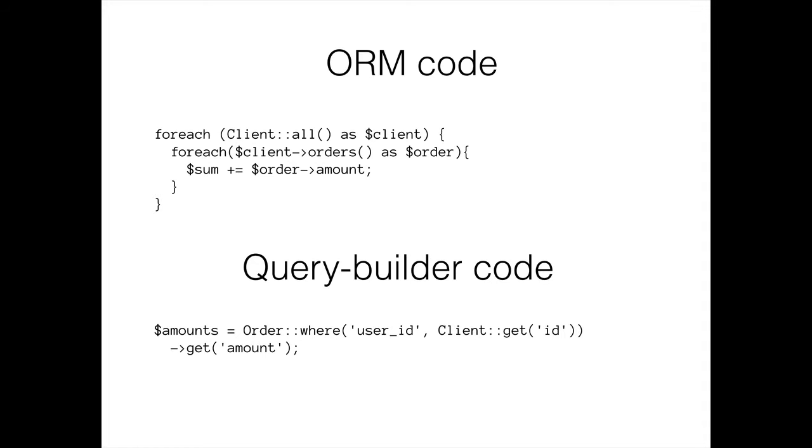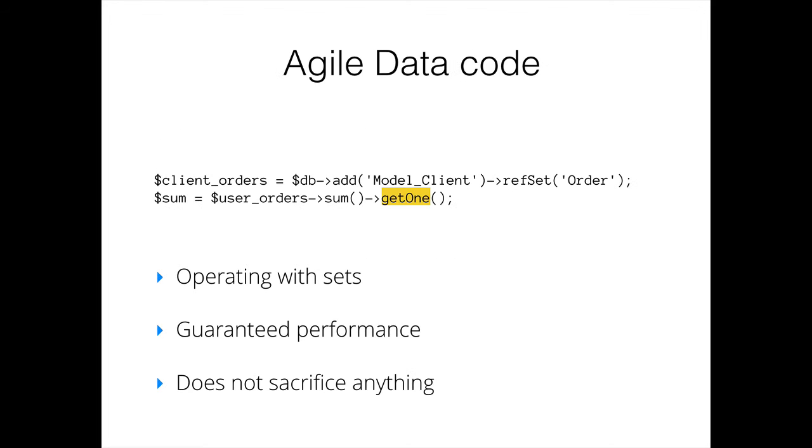This is an example of ORM code in the query builder I brought from the previous slides. And this is how Agile Data solves the issue. Because it works with data sets, you can traverse not a single record, but a data set. So we take all the clients and we take all their orders, and that's our new data set. We call it client orders.